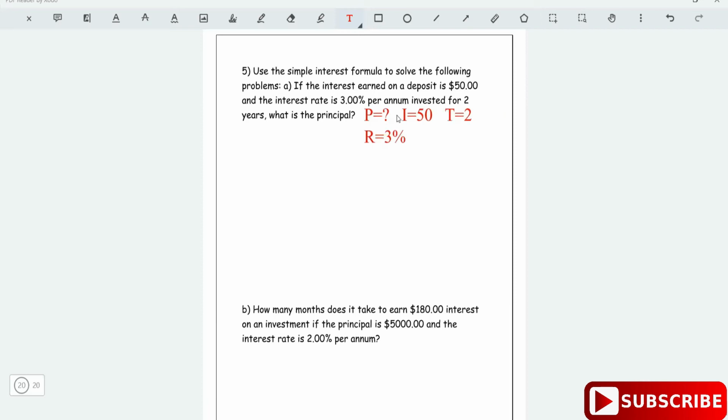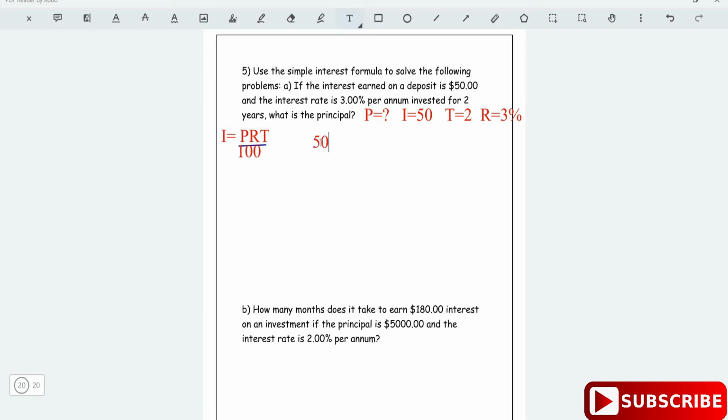So we're good because they give us all of these beautiful stuff. All right. So now we know that interest is equal to principal times rate times time divided by 100. So what I want you to do is, once you have this formula written down, substitute what is given.